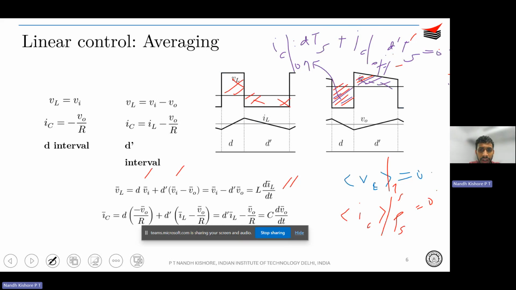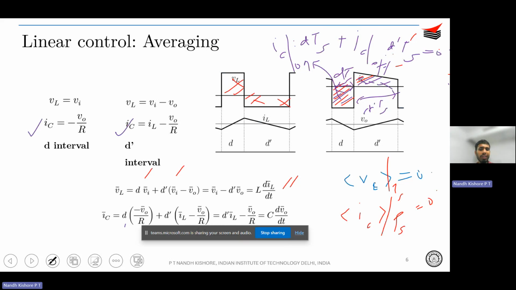During the D interval, IC is equal to minus Vo by R, and during the 1 minus D interval, it is IL minus Vo by R. Correct? So you do the same thing over here: you find the area, right? This width is actually DTs, and this is actually D'Ts. So D into minus Vo by R plus D' into IL minus Vo by R is equal to C dV/dt.